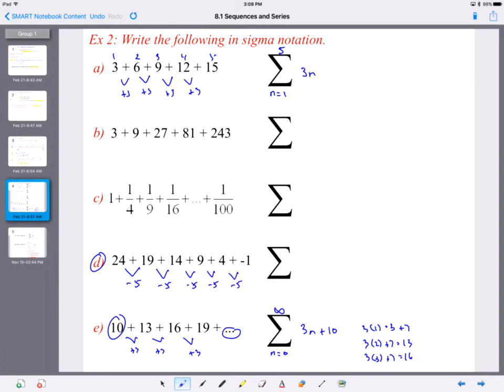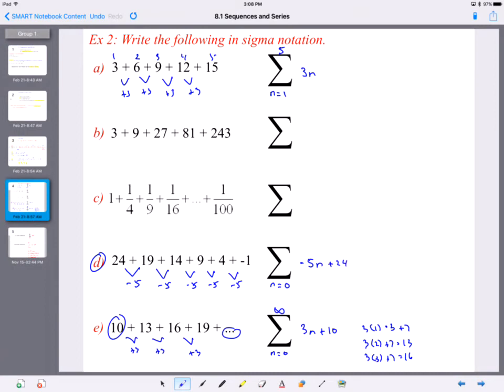And so there's your repeated addition. Yes, it is adding negative 5. So you know it's going to be negative 5 times n, or whatever letter you want to use for your variable, negative 5n. And then where do you want to start n? Well, if you start n at 0, then what are you going to have to add to that? Well, it starts at 24, so you want to have plus 24.